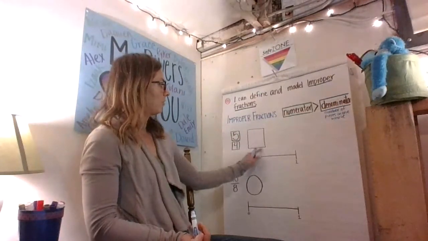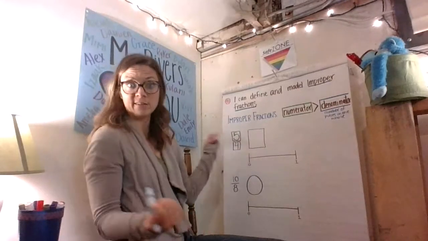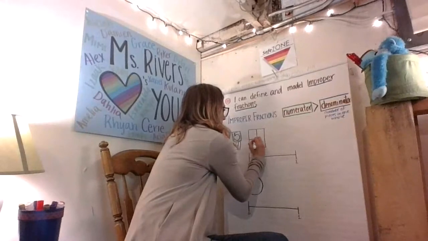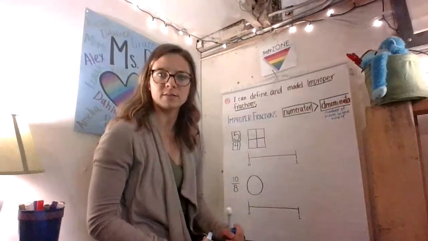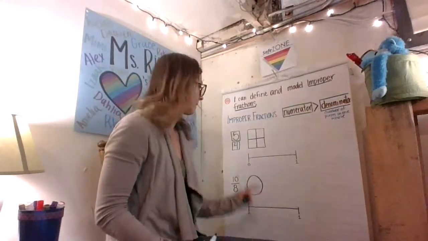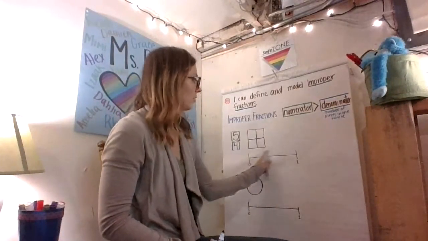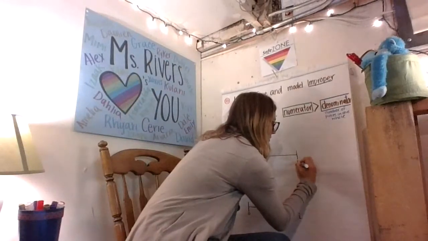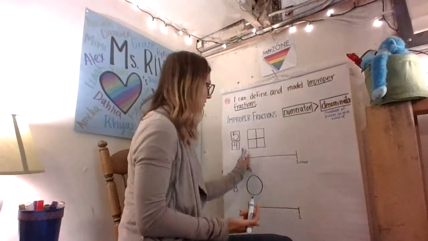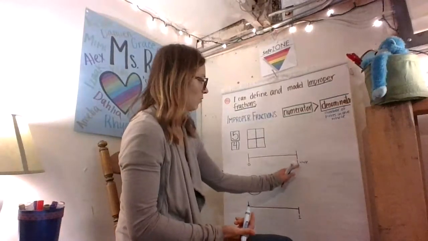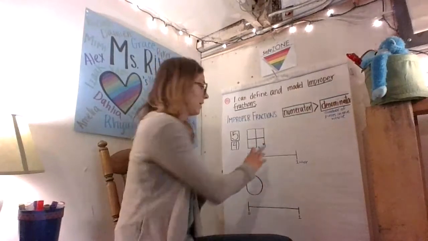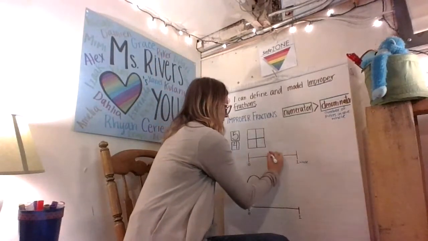I can think of my whole as a square, in which case I divide it into 4 equal parts. Or I can think of my whole on a number line, 1 meaning 1 whole. Almost as if once I get here, I've got 1 whole square. So on this number line, I need to break up my 1 whole into 4 pieces.